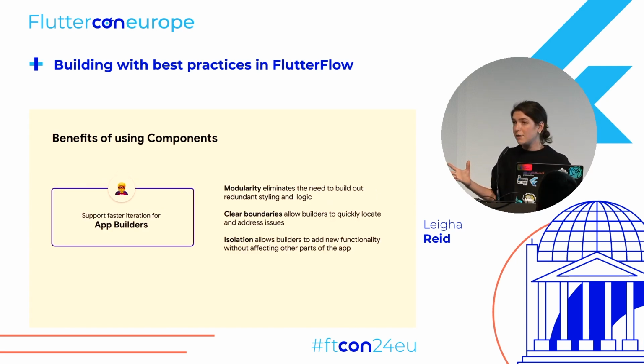And this is also beneficial for app builders, right? We have modularity, which just eliminates the need to build out redundancy. So I'm not creating the same styles over and over again, or the same shadows, or using the same theme elements. And I can also create clear boundaries. So this way, if I see an issue with my button, I know exactly where to go to try to fix that issue. And of course, there's isolation. So I can be working on some components and I don't have to worry about affecting you because you're working on a totally different component.